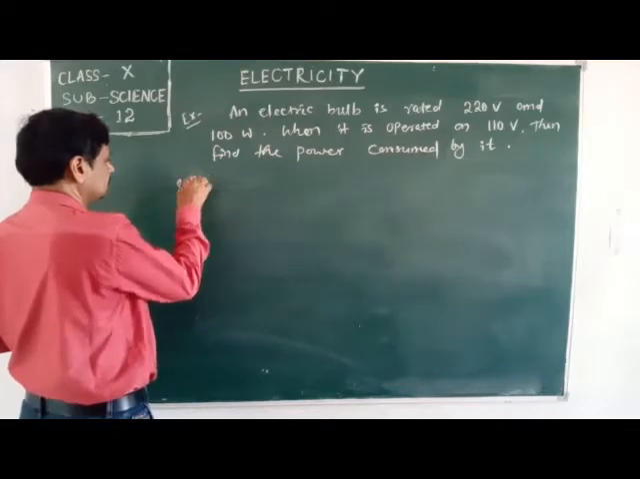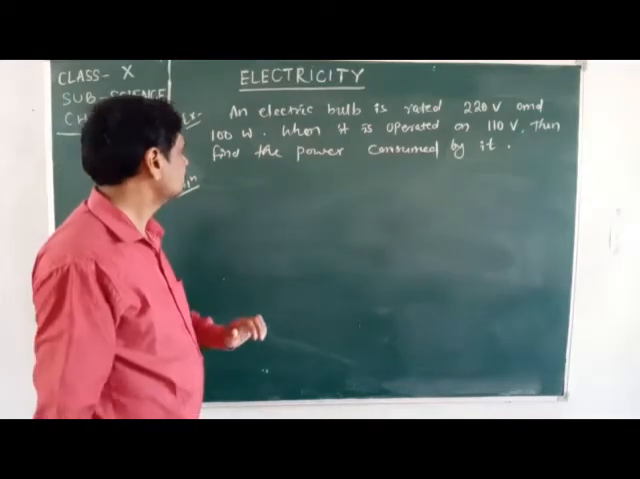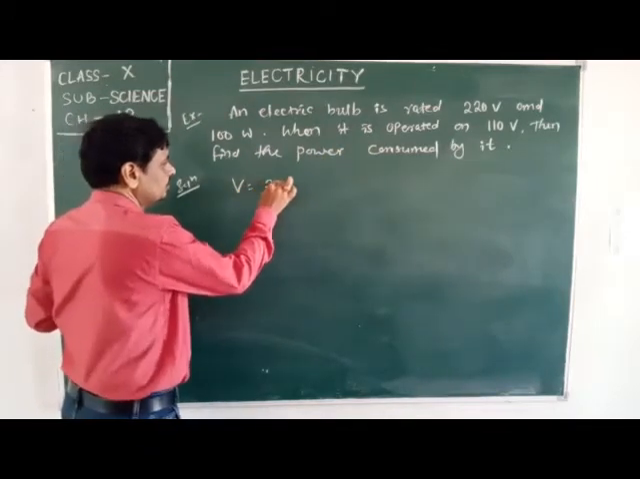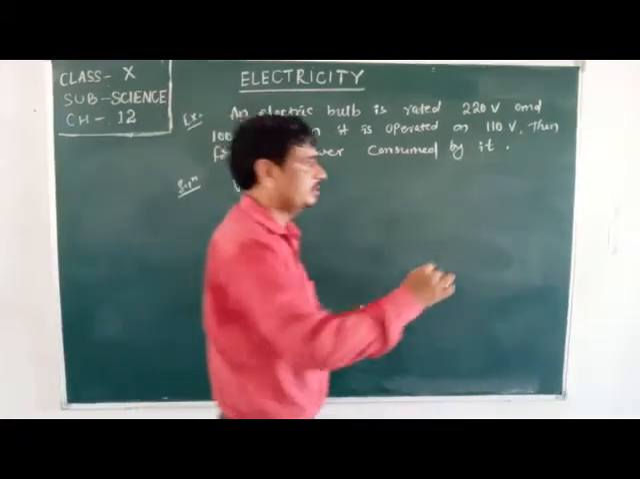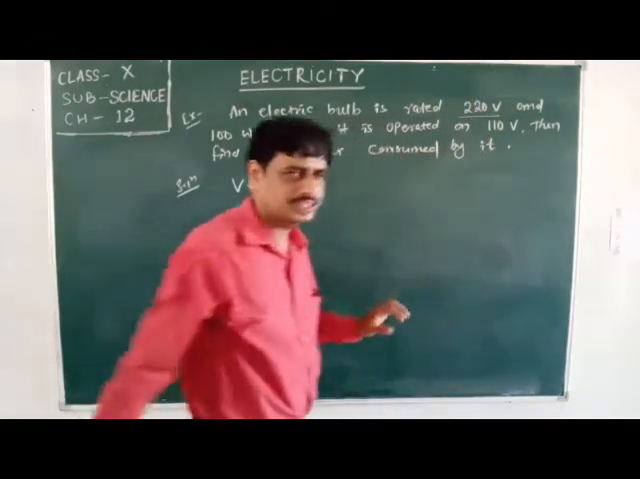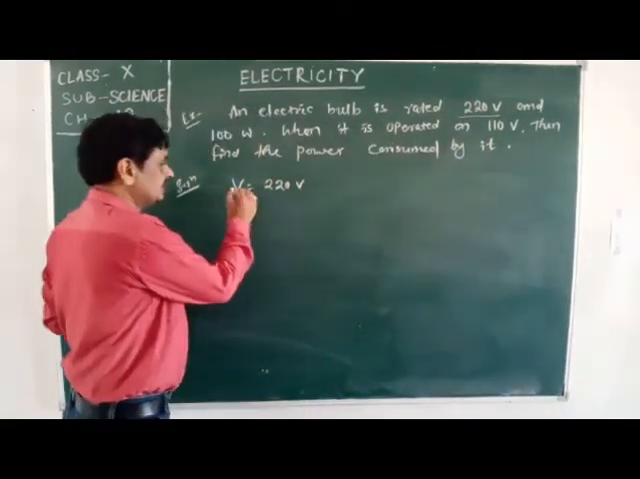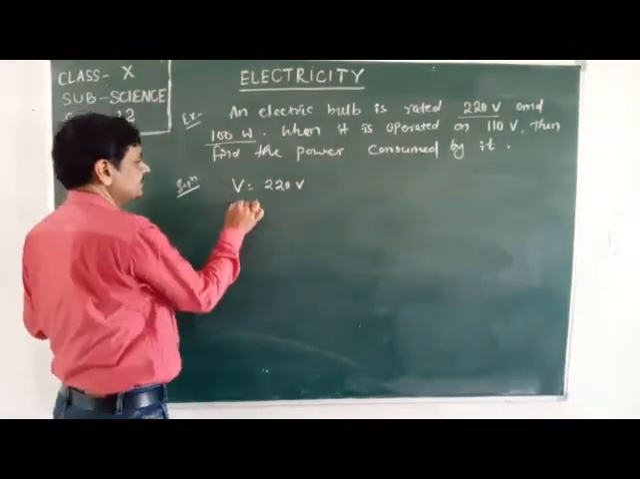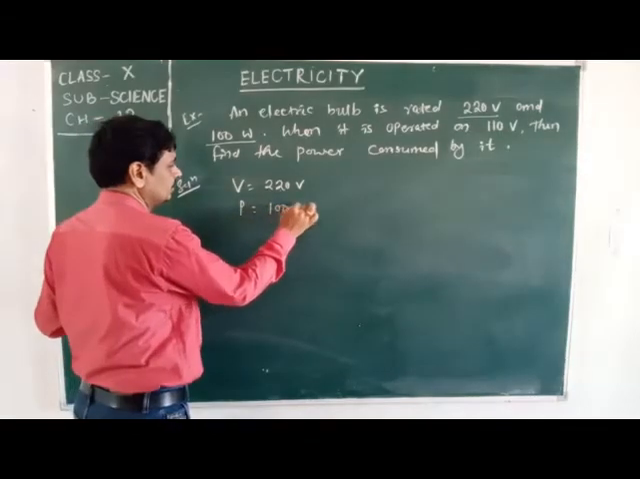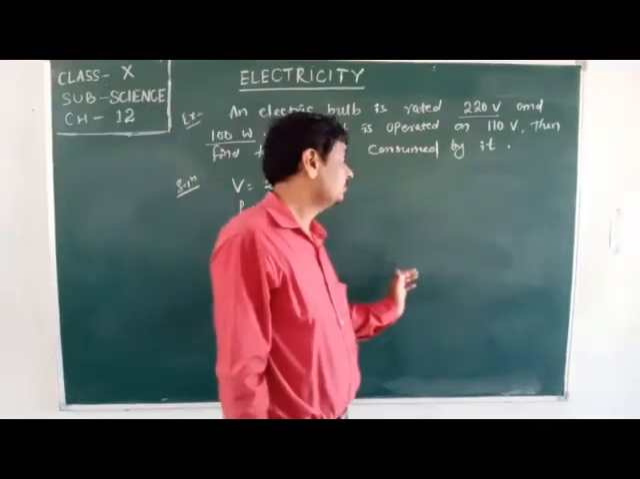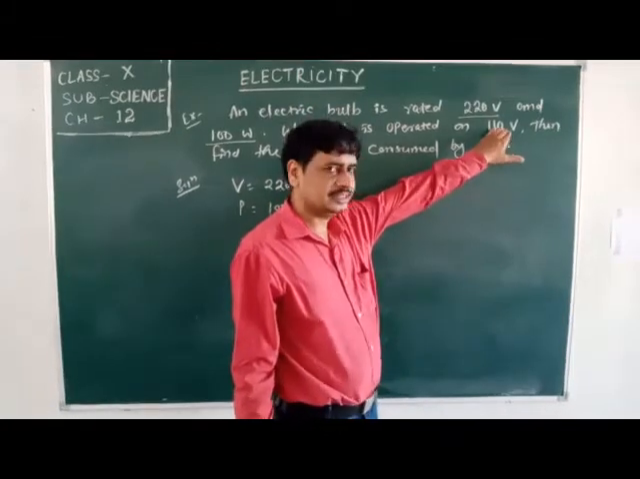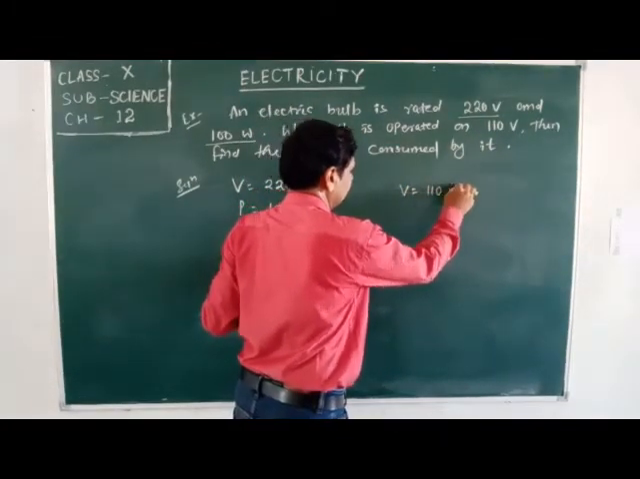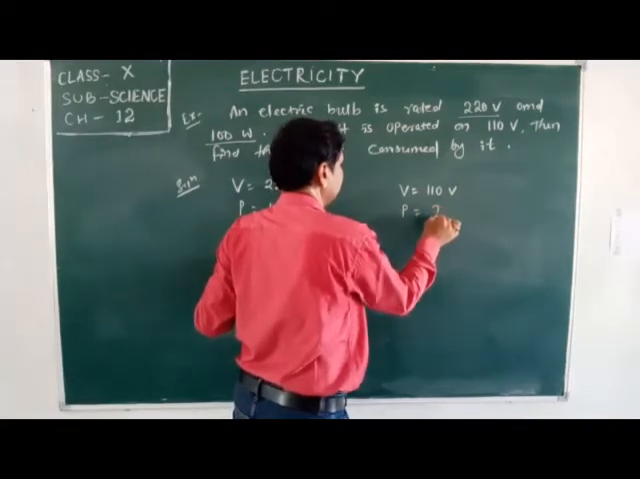First, it is given the potential difference V is 220 volt. It was given 220 volt in the first case. So potential difference is 220 volt. Next it is given 100 watt, that is, power is 100 watt. Next time the bulb is operated on 110 volt. Now potential difference is 110 volt. We have to find power.